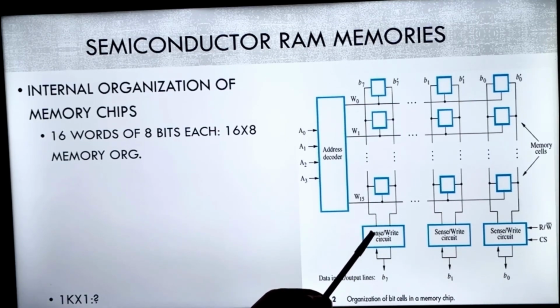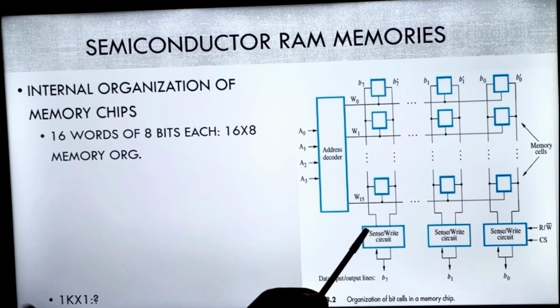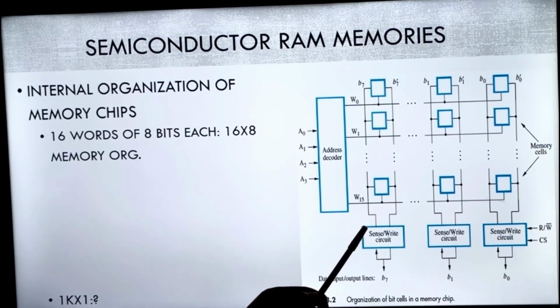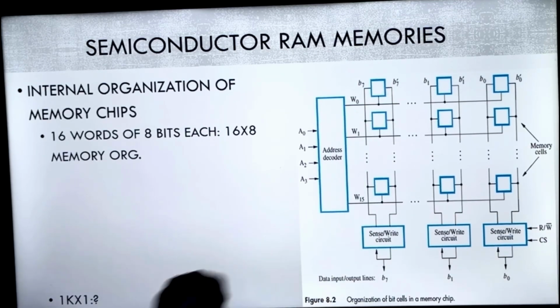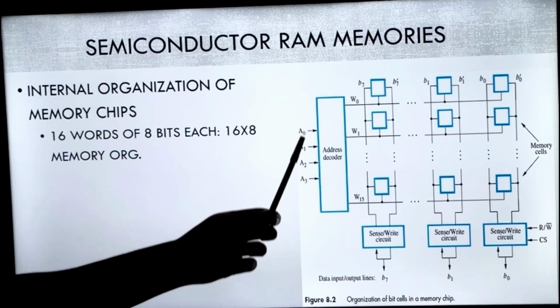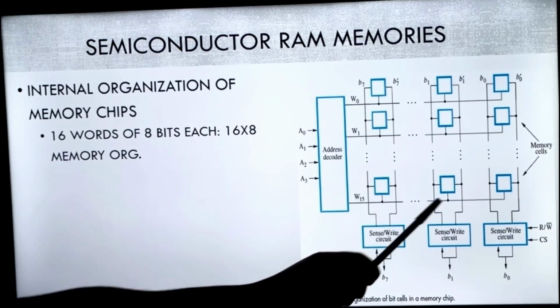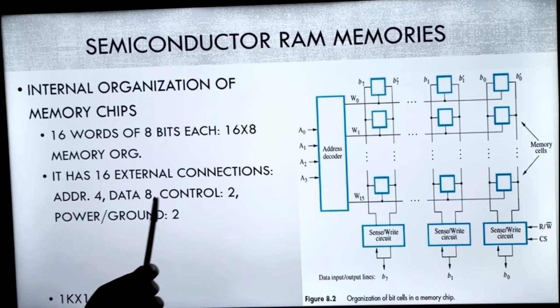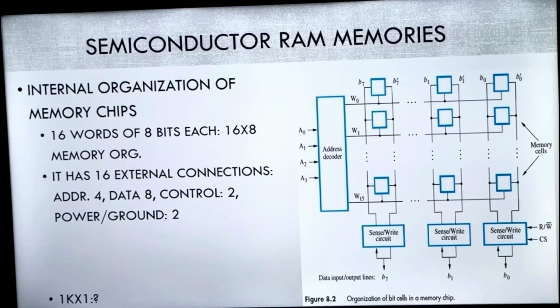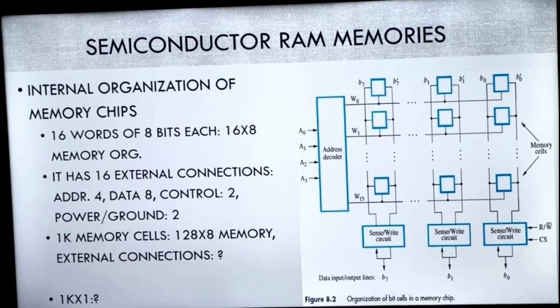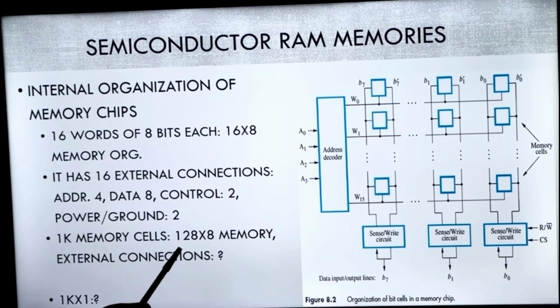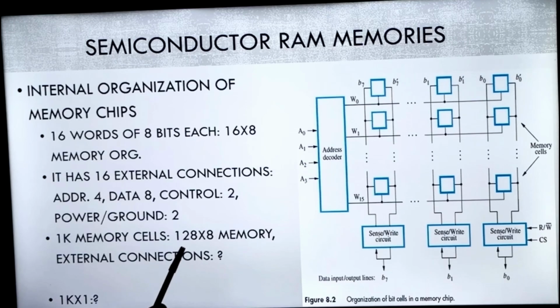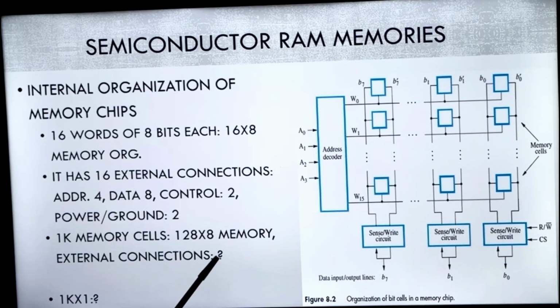And also for power connection or ground connection, you need 2 connections. That is also fixed for any kind of block diagram. So total how many connections will you say? 4 plus 8 plus 2 plus 2. That is the total count. Fine. Now if I ask you the next question, if I have 1K memory cells and the arrangement is 128 into 8, then how many external connections will be there?